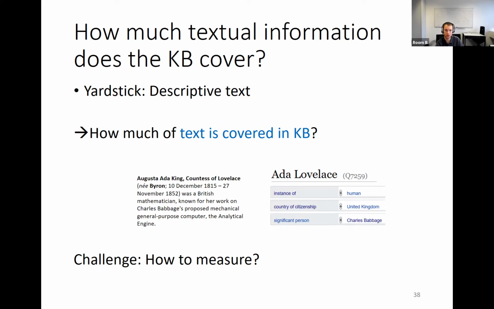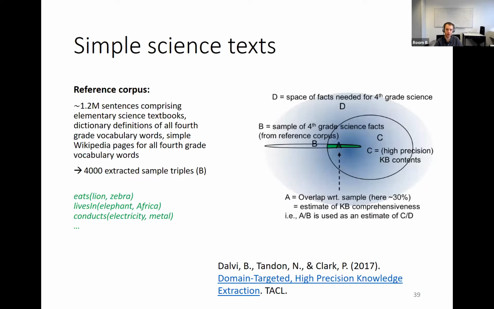There are some works that have tried that. One is by Dalvi and others, TACL 2017. They did that for common sense knowledge in a science domain. On the left-hand side, they used a text corpus of millions of sentences, extracted triples from that with open information extraction, and then checked how many of these triples were contained in a knowledge base. And they used that as an estimate.